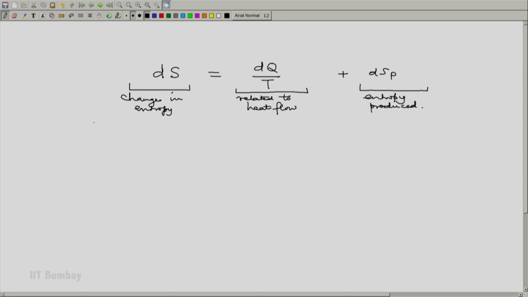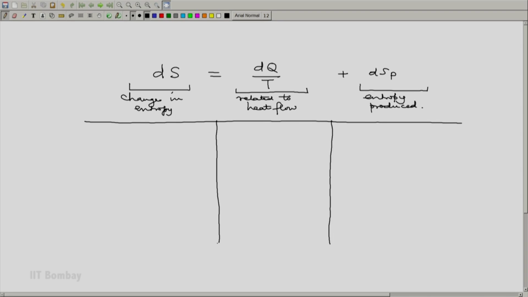Okay. Now let us make a sort of a table, but here columns are important, rows are unimportant. Do not have to give any meaning to the row. Let us begin with the middle column, that pertaining to dq by t. We know that dq by t for some processes could be 0. Such a process we will call an adiabatic process.